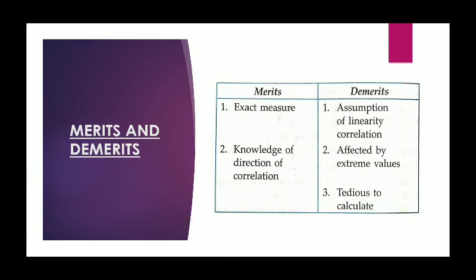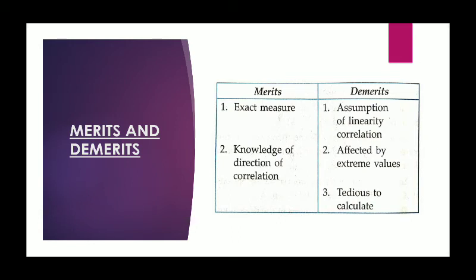The first limitation is assumption of linear relationship. Yes, this method assumes a linear relationship between two variables, but this may not be the case in reality. There can be a quadratic relation, there can be any other cubical relation, so that is not given over here. Number 2 is affected by extreme values. Yes, the values of correlation are unduly affected by the value of extreme items over here.